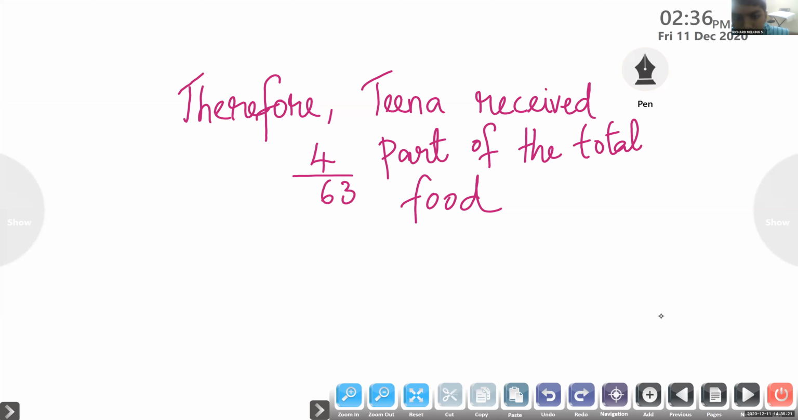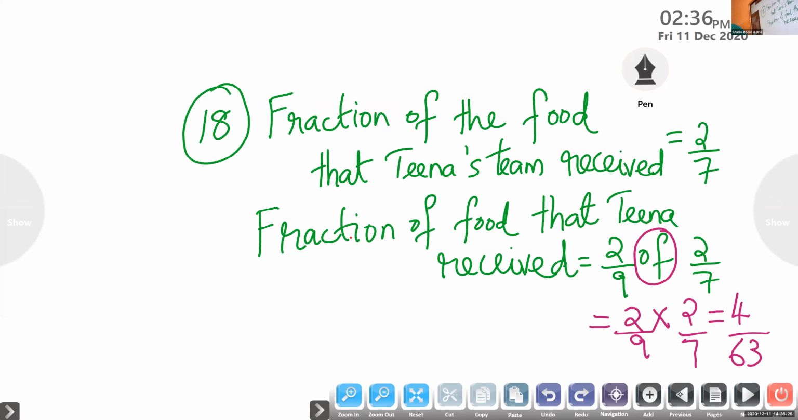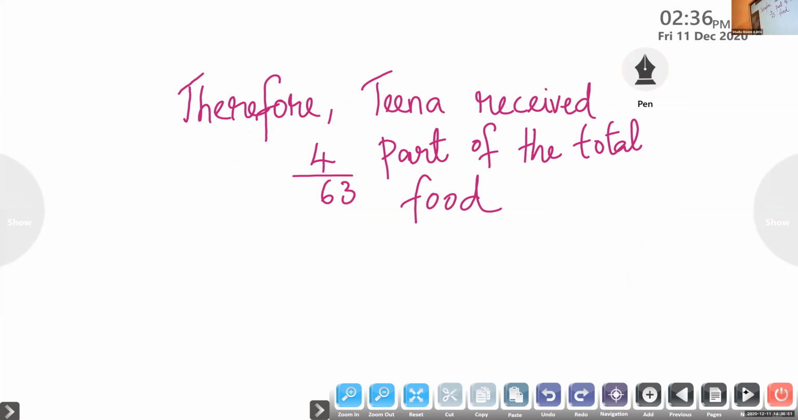Yes, ma'am. Finished. So children, those who are not finished, please check what we started with. The fraction of the food that Tina's team received is 2 by 7. Her team received 2 by 7. Again, it is divided among the team members. So Tina is getting 2 by 9 of 2 by 7. So 2 by 9 into 2 by 7, you'll get 4 by 63. Therefore, Tina received 4 by 63 part of the total food.